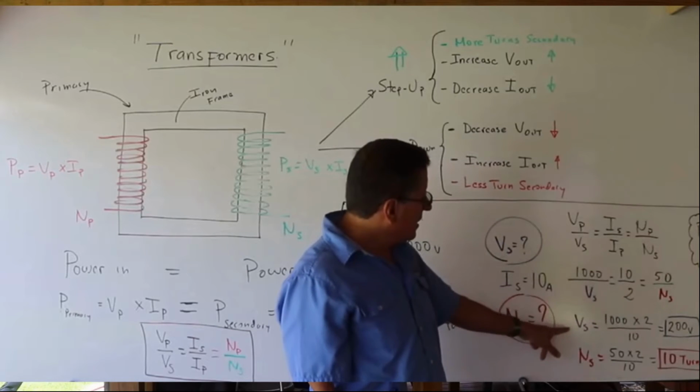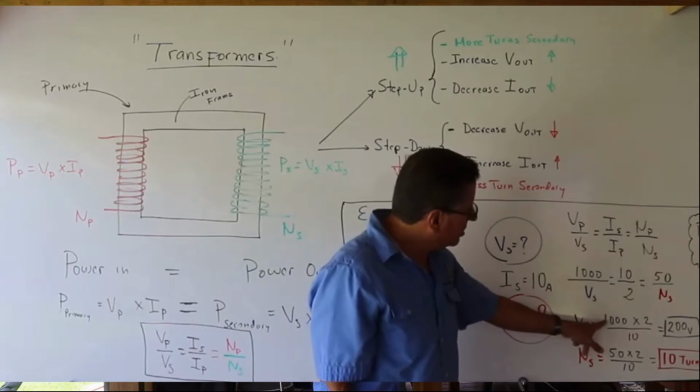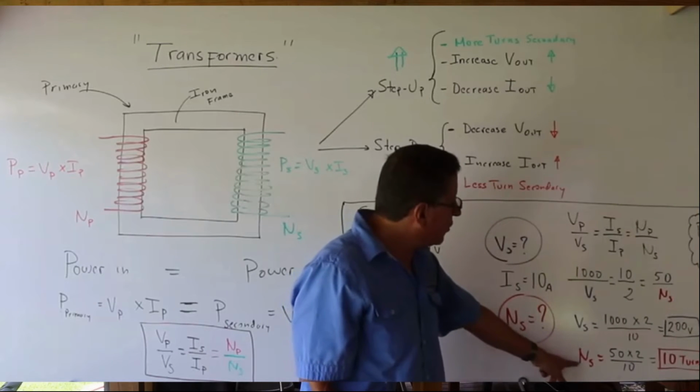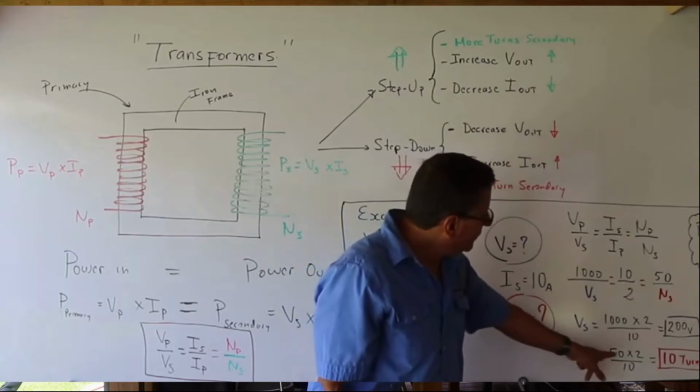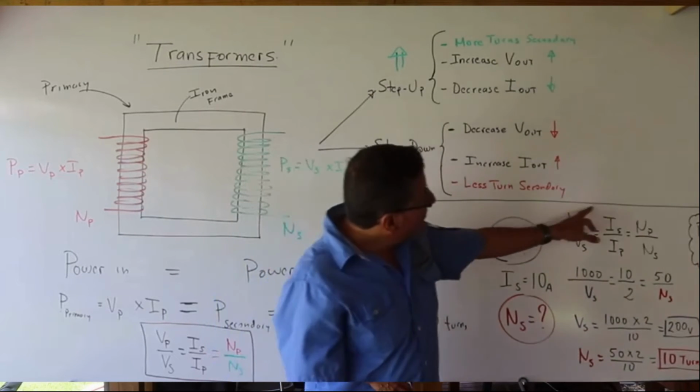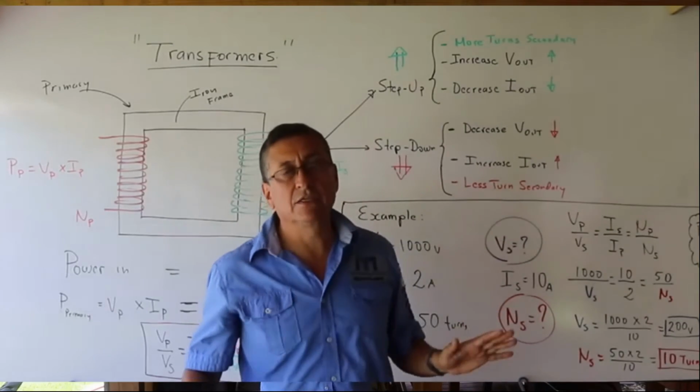And we can solve it easily. Voltage in the secondary is 1000 times 2 divided by 10, 200 volts. And number of coils in the secondary should be 50 times 2 divided by 10, 10 turns. With this magic formula, we can solve transformers.